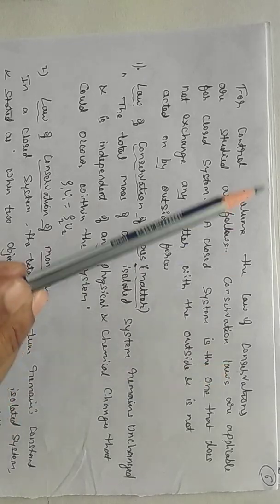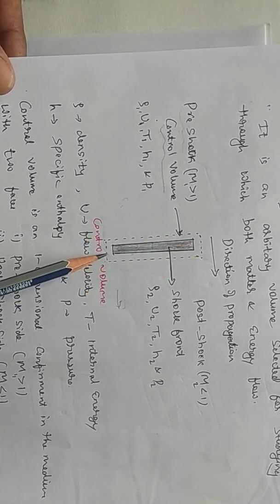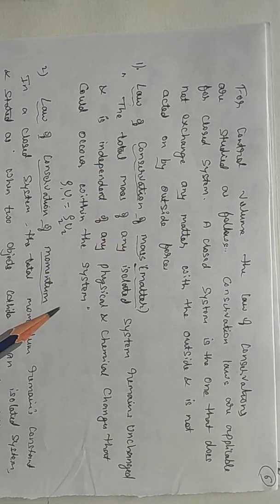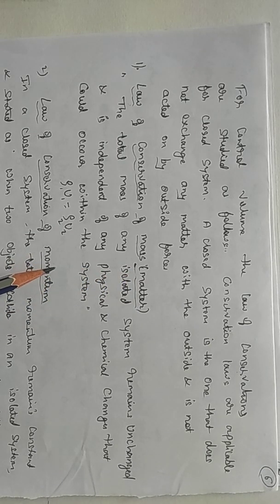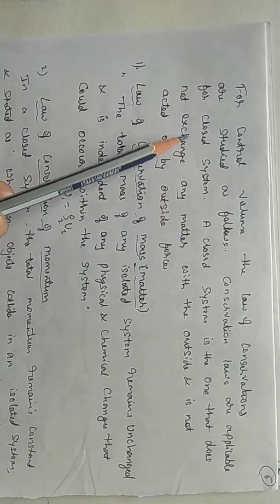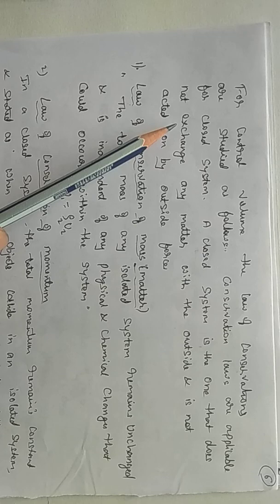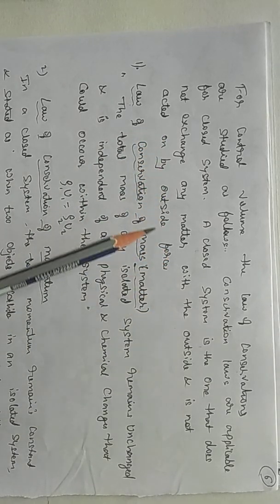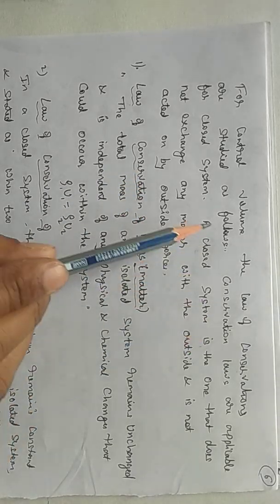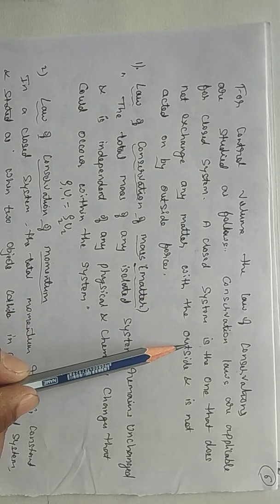For whatever control volume we have considered, it is going to obey the law of conservation: the law of conservation of mass, the law of conservation of momentum, and the law of conservation of energy. And for this we are taking the control volume as a closed system. What is the meaning of a closed system? A closed system is one that does not exchange any matter with the outside and is not acted on by outside force. So the system is closed, meaning it is not influenced by external matter.